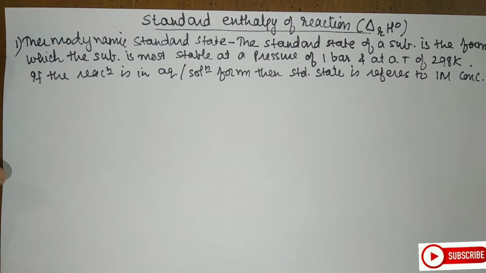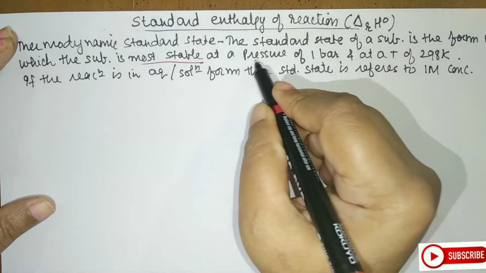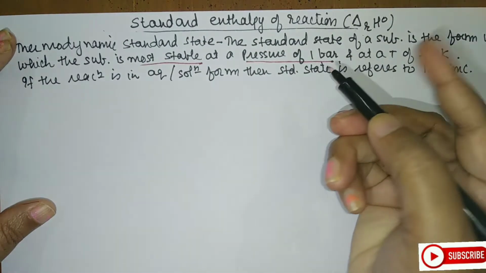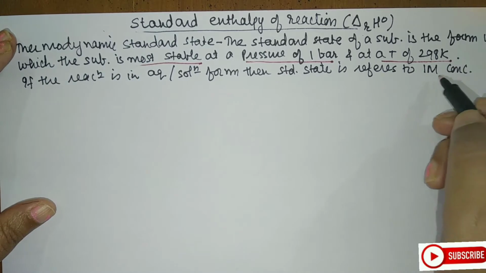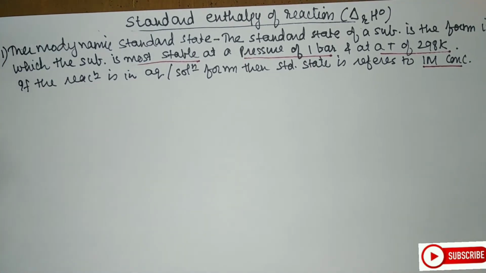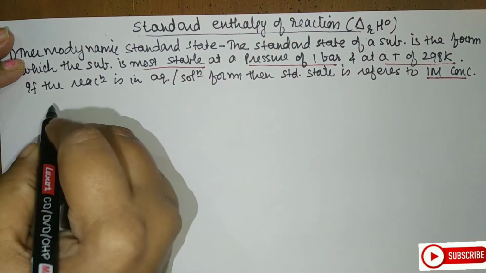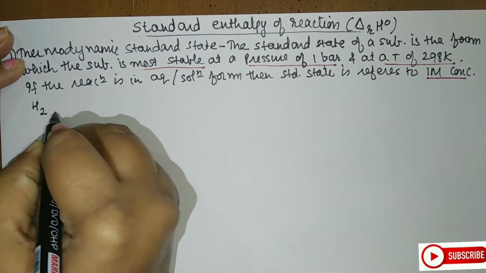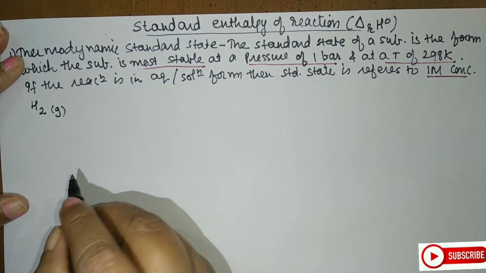Here I have considered the standard state, that is the most stable, which is at 1 atmospheric pressure or 1 bar pressure and 298 Kelvin. And if it is in the solution form, it must be 1 molar concentration. Now students, when we consider the standard state of certain elements, let us consider them in their free elemental state. If I want to write hydrogen, I will write hydrogen like this in the gaseous form. So this is its free elemental standard state.